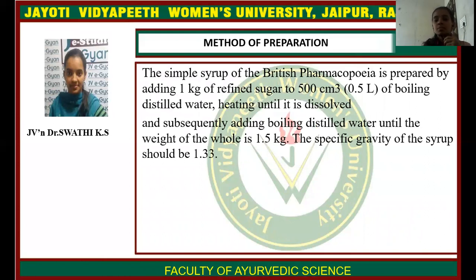The simple syrup of the British Pharmacopoeia is prepared by adding 1 kg of refined sugar to 500 cubic centimeters of boiling distilled water and heating until it is dissolved, and subsequently adding boiling distilled water until the weight of the whole is 1.5 kg and the specific gravity of the syrup should be 1.33.